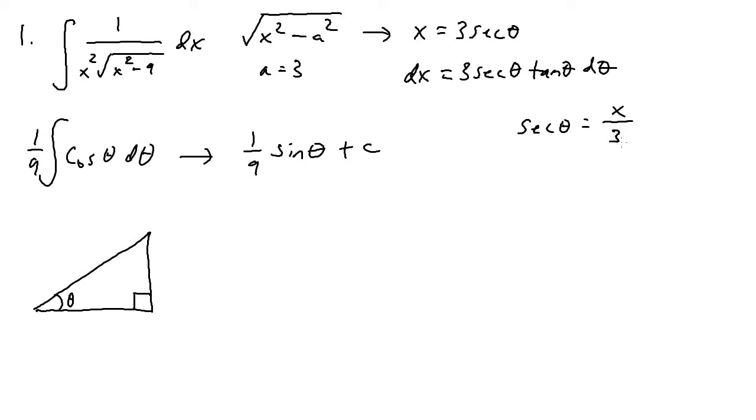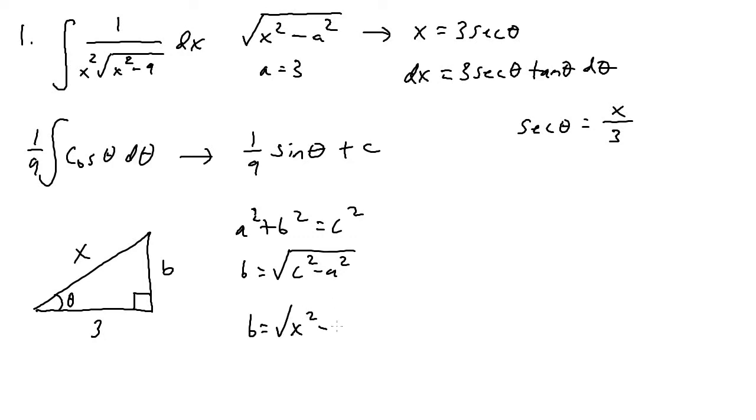Now secant of theta is the reciprocal of cosine, so if cosine is adjacent over hypotenuse, secant is hypotenuse over adjacent. So we have the hypotenuse as x and the adjacent as 3. Now we need to find this side, let's just label it b, using the Pythagorean theorem. So if a squared plus b squared equals c squared, let's isolate b. So b is going to equal the square root of c squared minus a squared. So if c is x, then b is going to equal the square root of x squared minus a, which is 3, so a squared is 9. So that's what b is going to equal.